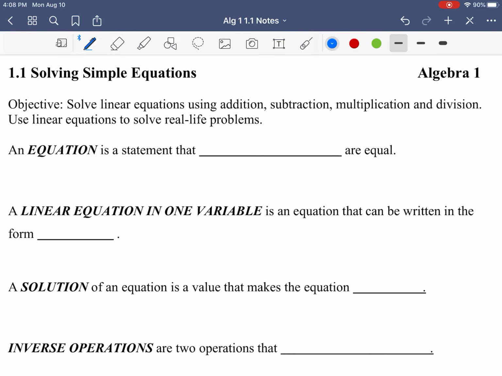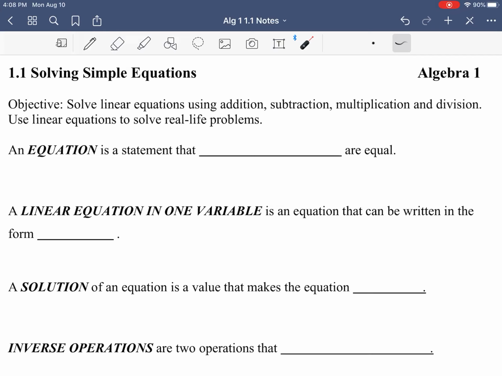Hello, today we are discussing section 1.1, solving simple equations. Our objective for today's lesson is to solve linear equations, using addition, subtraction, multiplication, and division.